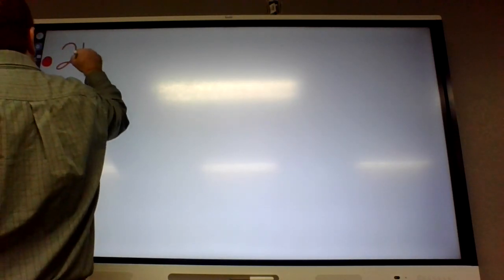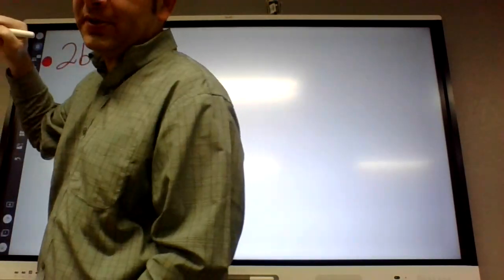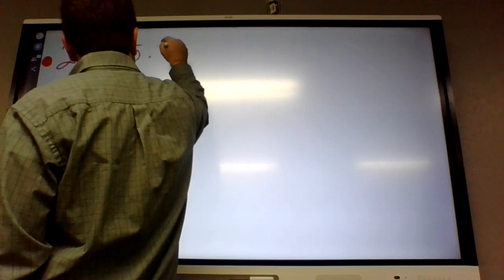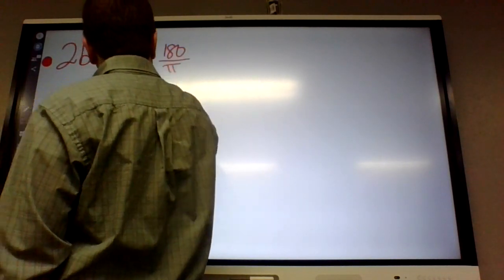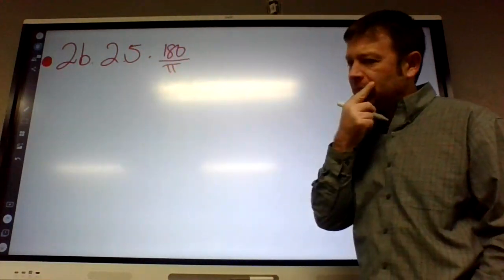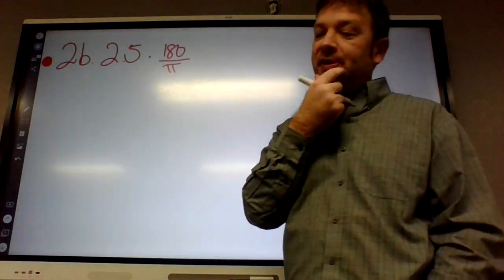So I forgot to do, darn it, 2B, it just gives 2.5 radians. So you do have to use the 180 over pi thing. That's sad. And just change your answer to a decimal.